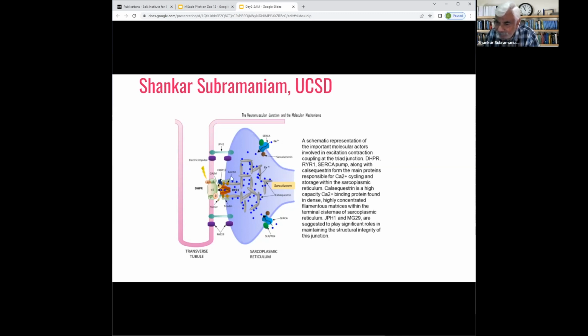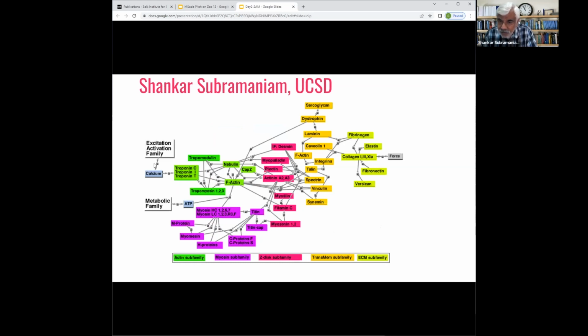In fact, the schematic representation I have here shows excitation contraction coupling of the triad junction, which is DHPR, RYR1, and Shankar pump. And these act in concert together to change calcium signaling and current, and this calcium current alters the storage and other mechanisms, which essentially initiates the activation of the muscle. Calcium is the key to signal the activation of the muscle. How do we get activated?